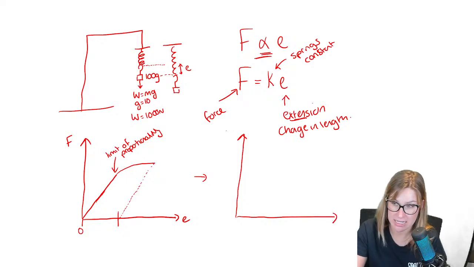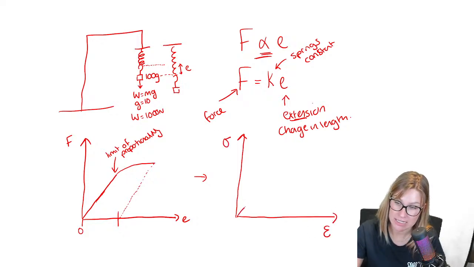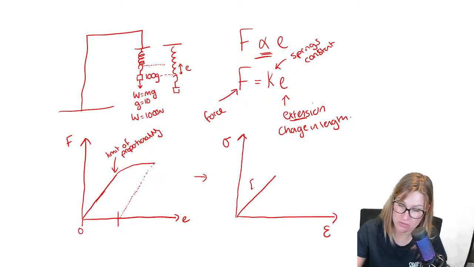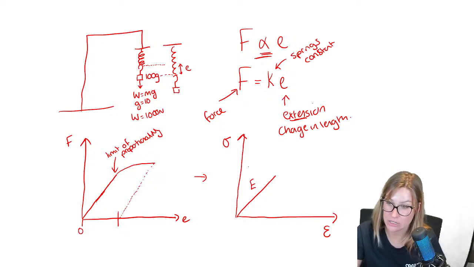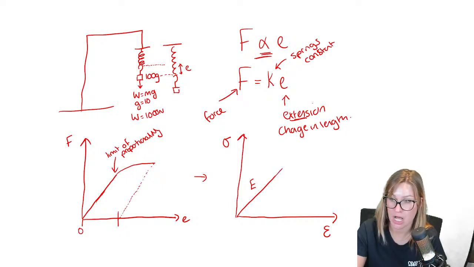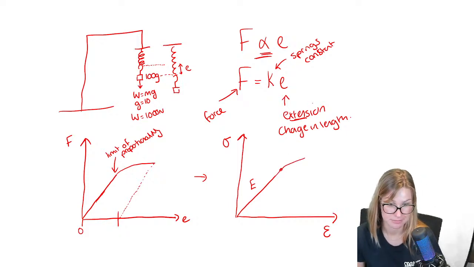Yeah, and then like Umar said, if you want to boost that up to A level, you don't do force against extension, we do stress against strain. And then the gradient of that graph is called Young's modulus. And again, you still have to know the same definition, that the force applied is directly proportional to extension up until the limit of proportionality.